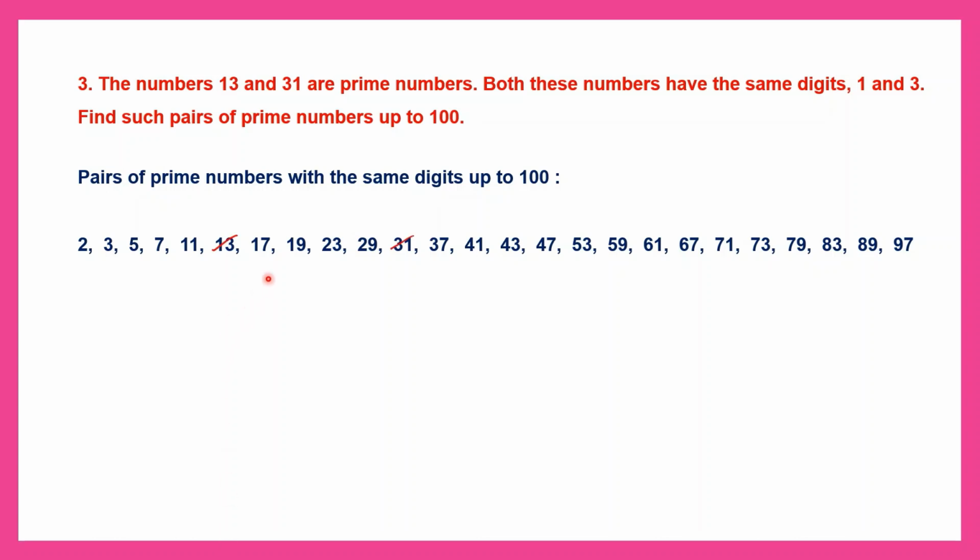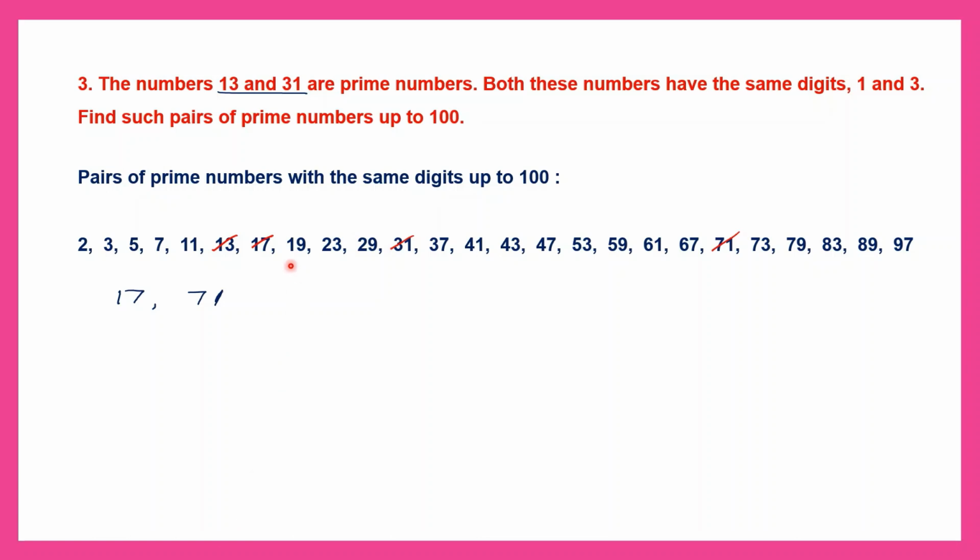Now let's go to the next one. 17 is a prime number. Can we reverse the digits and say 71? Is 71 a prime number? Let's look and see. Yes, 71 is a prime number. So we can use 17 and 71. Let's write that down. That's the first pair, 17 and 71. Just like 13 and 31, we have 17 and 71. Both are prime numbers having the same digits. So we have finished with 17. We'll strike it off, 17 and 71 also.